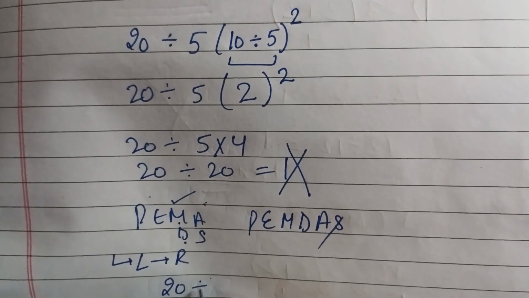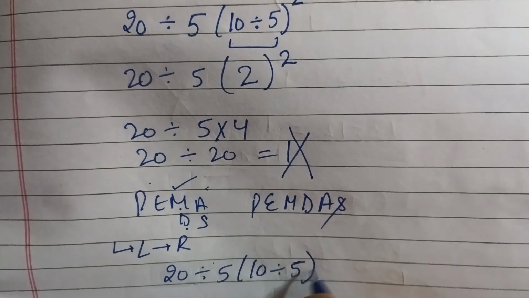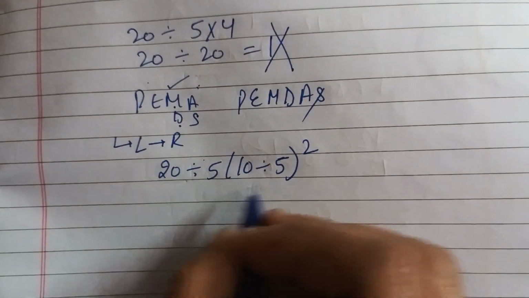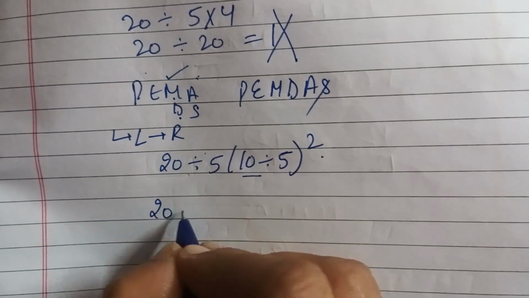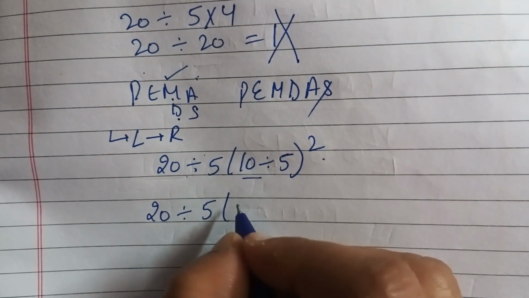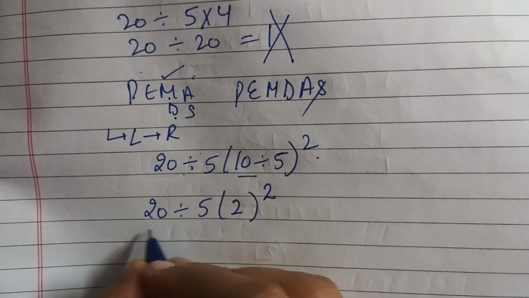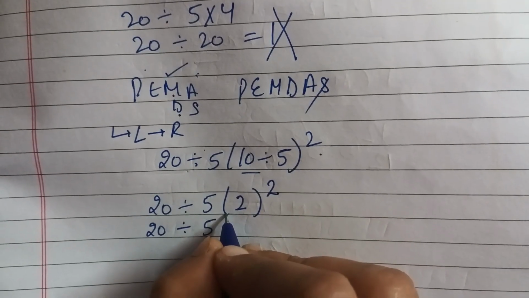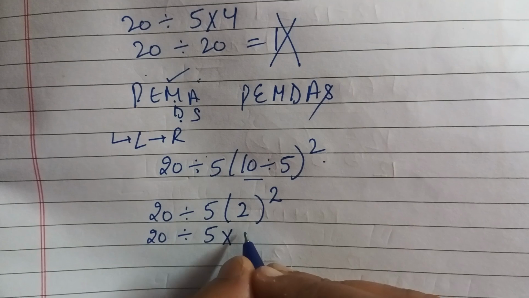It's 20 divided by 5 into 10 divided by 5 square. So what we have to do, we'll solve the parentheses and then the exponent. So we'll write this 20 divided by 5 and 10 divided by 5 is 2 and there is 2 square. So it will become 20 divided by 5. We'll convert parentheses into multiplication into 2 times 2, 2 square is 4.